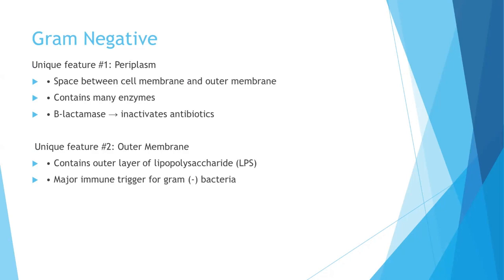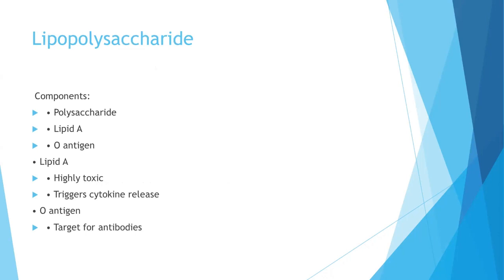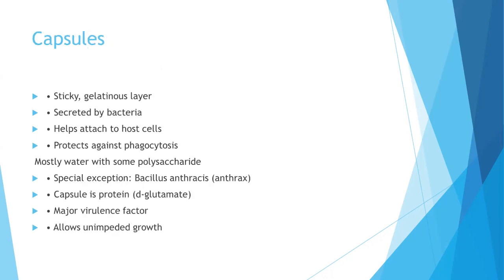The unique feature number two is the outer membrane. The outer membrane consists of lipopolysaccharide, which is a major immune trigger for gram-negative bacteria. This lipopolysaccharide is what triggers sepsis. Lipopolysaccharide consists of polysaccharide, lipid A, and O antigen. The lipid A is highly toxic and triggers cytokine release, and the O antigen is the target for antibodies.